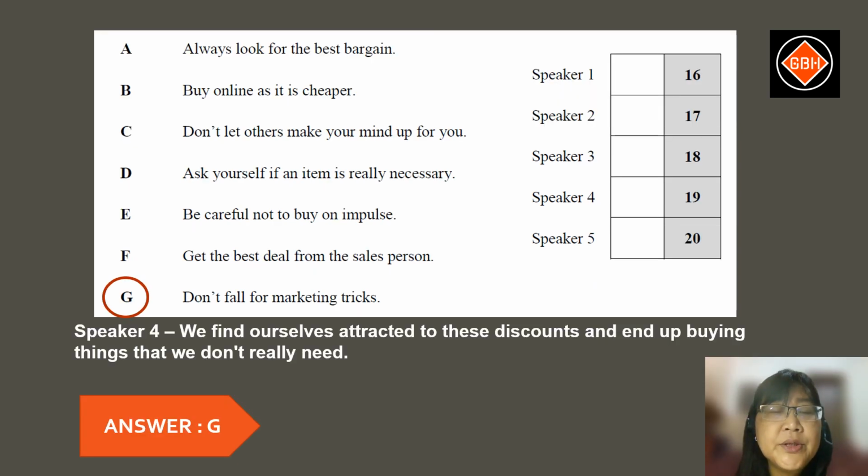Now let's look at the question for speaker 4. Speaker 4 says we find ourselves attracted to these discounts and end up buying things that we don't really need. So attracted to these discounts is referring to don't fall for marketing tricks. The answer is G.